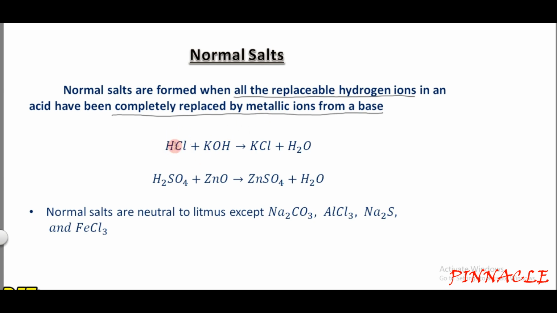Alright, so look at this acid, hydrochloric acid. When it reacts with potassium hydroxide, this potassium, which is a metallic ion, will completely replace all the replaceable hydrogen ion in this hydrogen chloride. So this hydrogen chloride contains just one replaceable hydrogen ion. So this potassium hydroxide is going to replace all of it to form potassium chloride and water. This potassium chloride is an example of a normal salt.